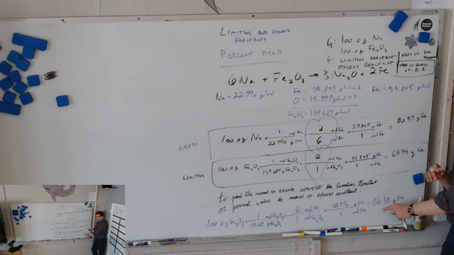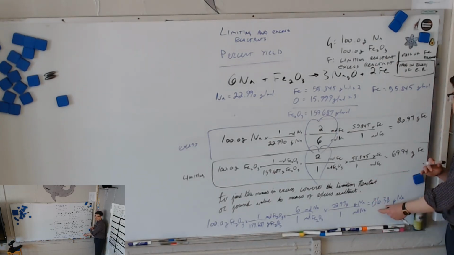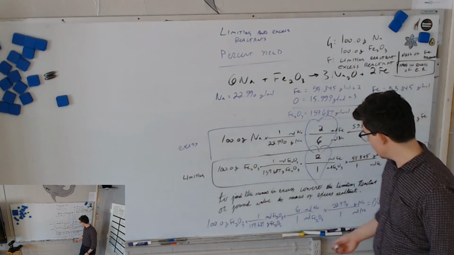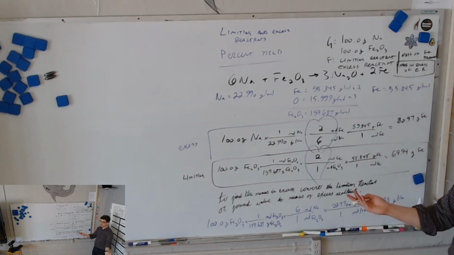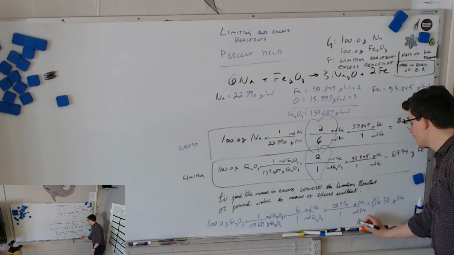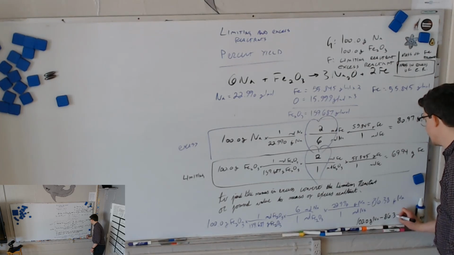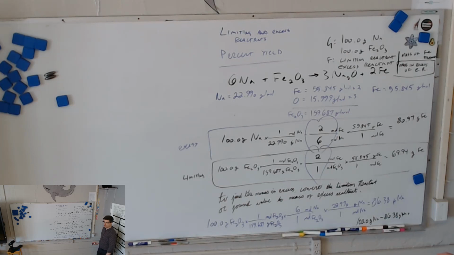Now we know. What does this tell us? This is how much we actually used of the excess. How much did we give it? 100 grams. How much did we actually use? 86.38. Now we have to subtract. 100.0 grams of sodium minus 86.38 grams of sodium equals. So remember, we're trying to find how much in excess there is. 13.62 grams of sodium.